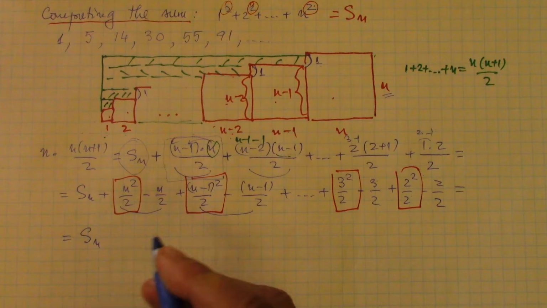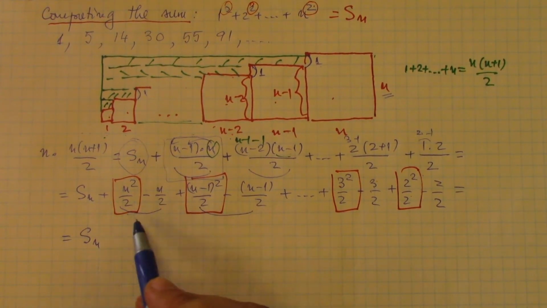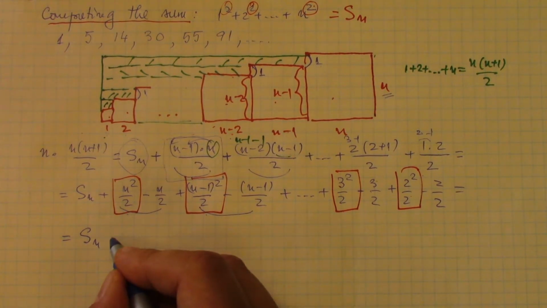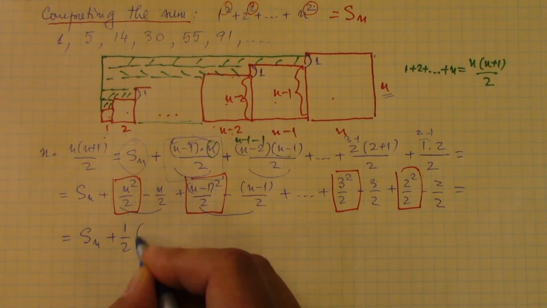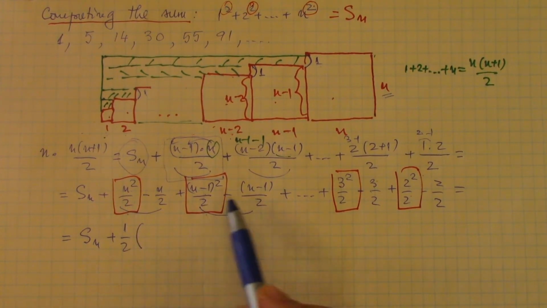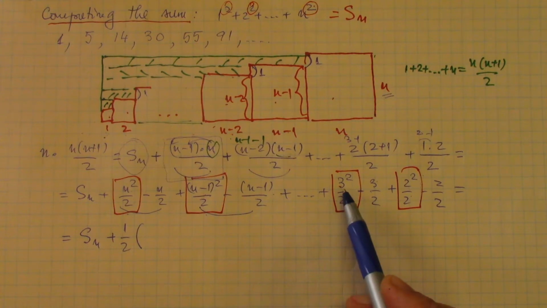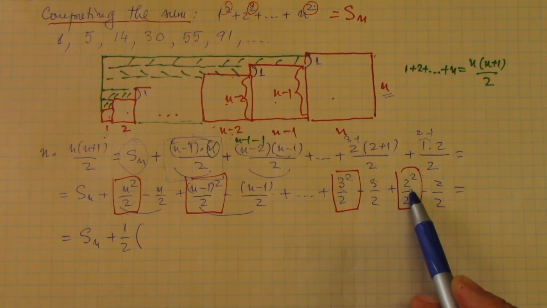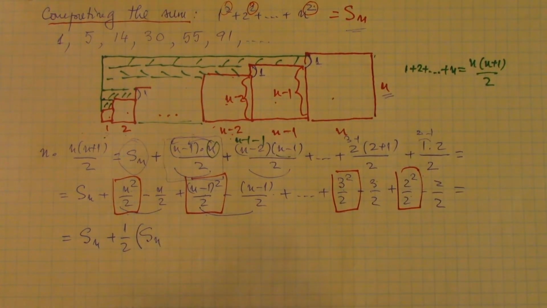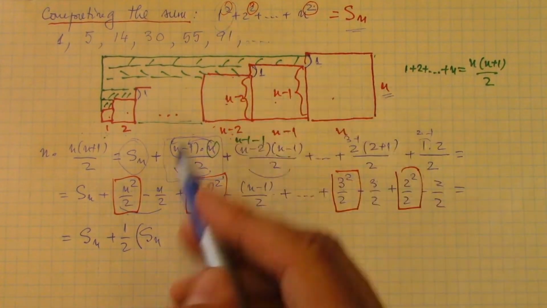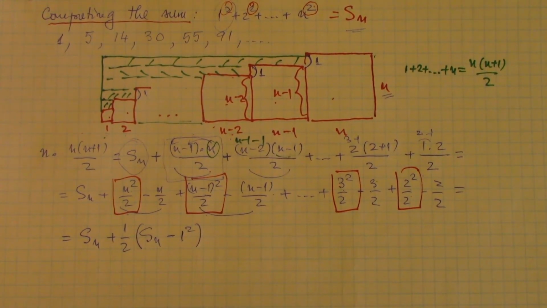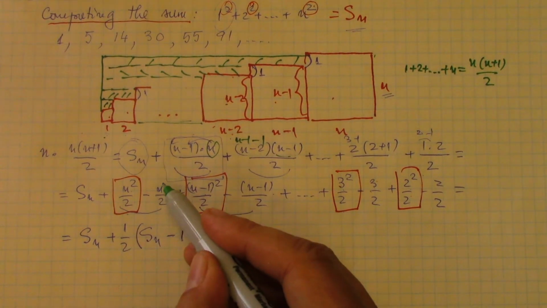So this is Sn. In between these terms highlighted in the red boxes, we can factor out a 1 over 2. So we get n squared plus (n minus 1) squared plus (n minus 2) squared all the way down to 3 squared plus 2 squared. So we almost get our Sn. It's just that the first term is missing, so it's minus 1 to the power of 2. Very nice.